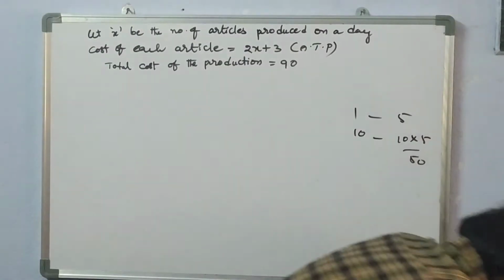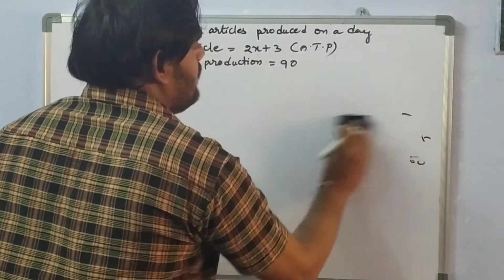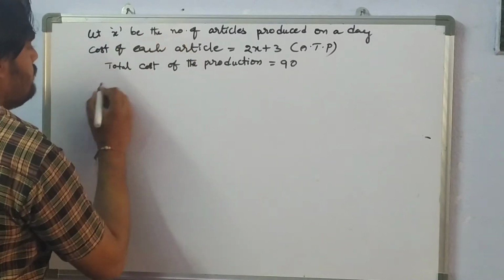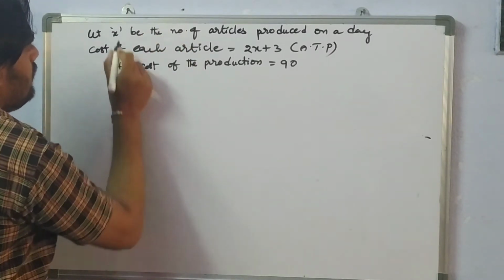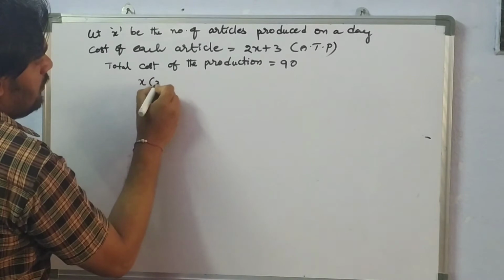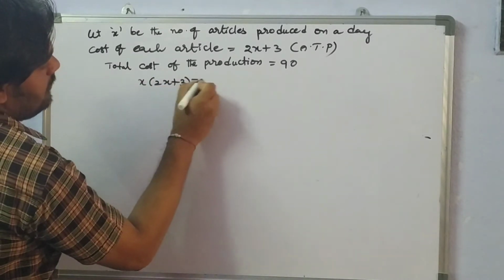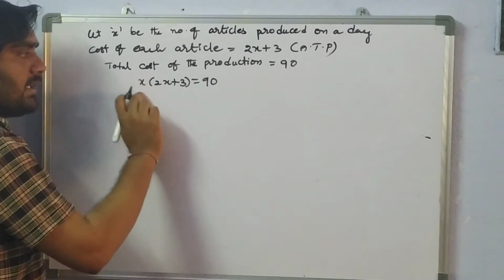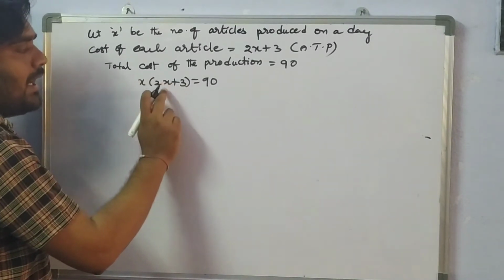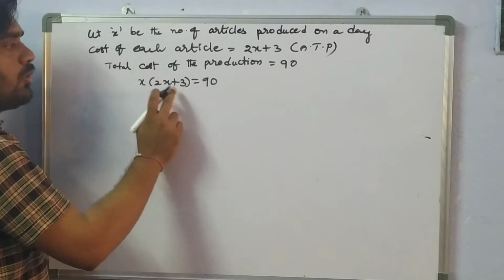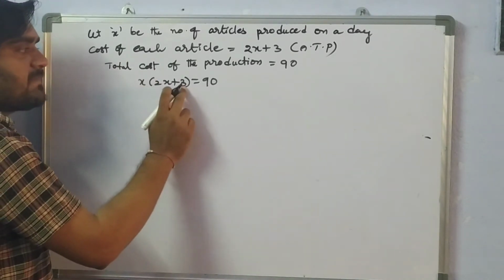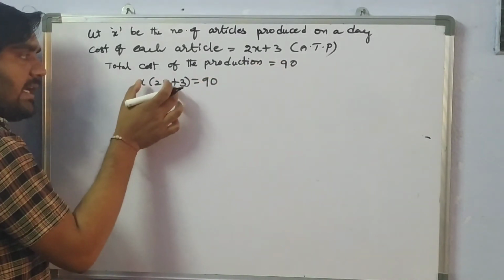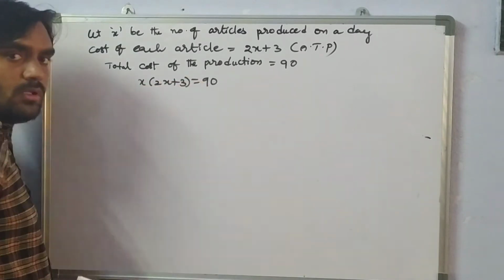See here, we need to write that one. Total cost of the production in this problem, x into 2x plus 3 is equal to 90. x is nothing but the total number of articles. 2x plus 3 is nothing but the cost of each article. Therefore, the total cost will be x into 2x plus 3. In the problem, that value is equal to 90. So that only here we need to write x into 2x plus 3 is equal to 90.